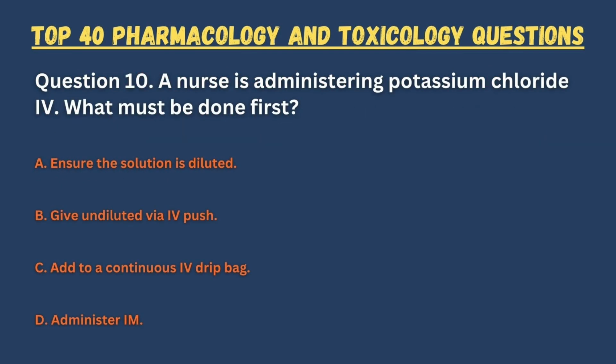Question 10. A nurse is administering potassium chloride IV. What must be done first? A. Ensure the solution is diluted. B. Give undiluted via IV push. C. Add to a continuous IV drip bag. D. Administer AM.